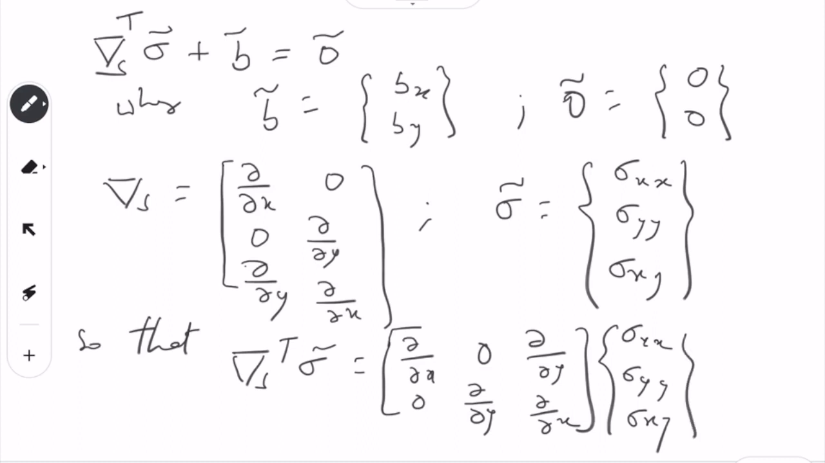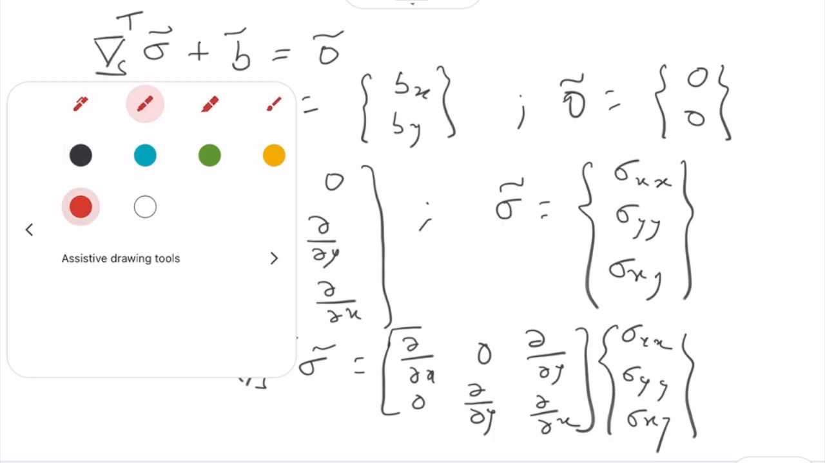And this will be equal to del sigma xx over del x plus del sigma xy over del y. This is what that will mean. And similarly here, this multiplied by this gives del sigma yy over del y plus del sigma xy over del x. Okay, so this is the meaning of that. This is the third form.